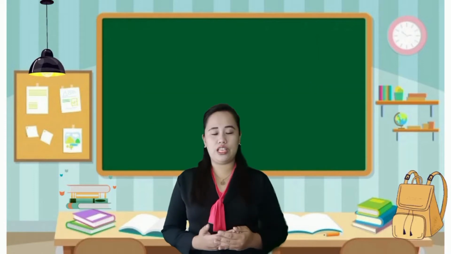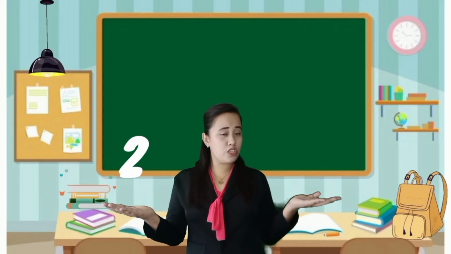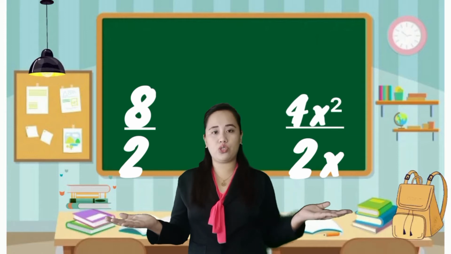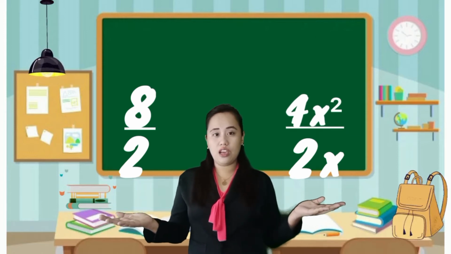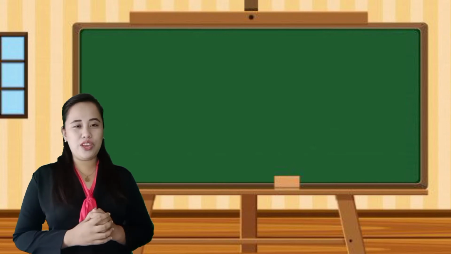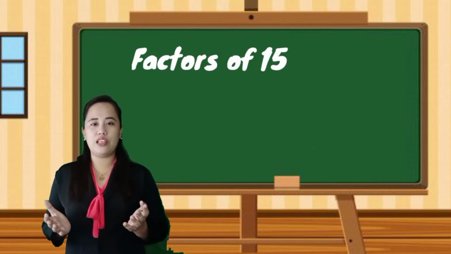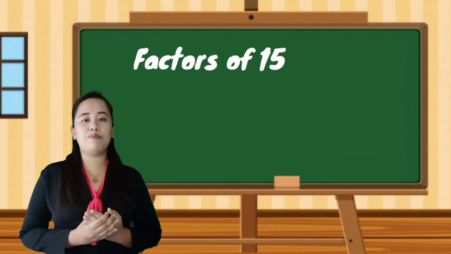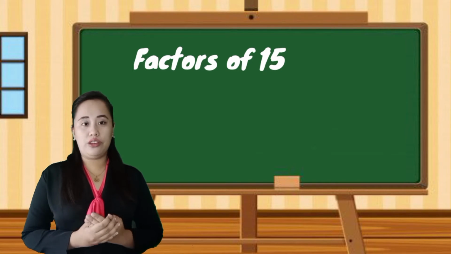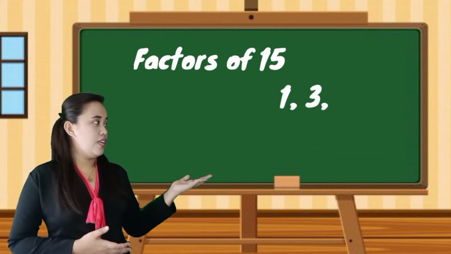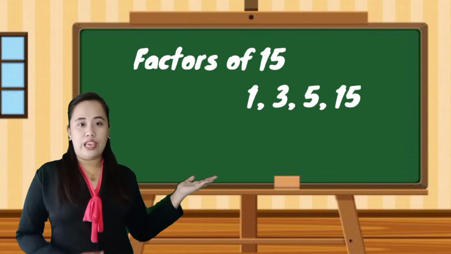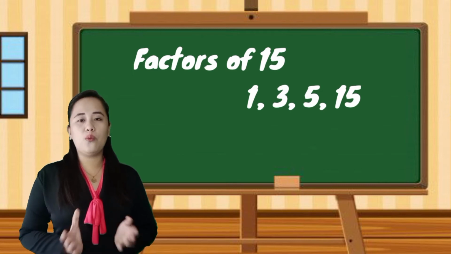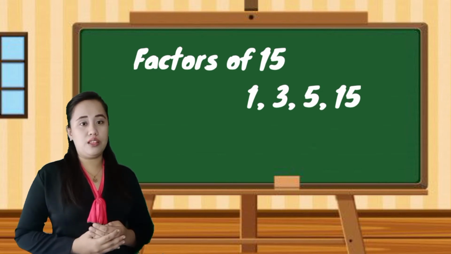A factor is a number or an algebraic expression that divides another number or algebraic expression evenly, without a remainder. For example, if we are asked to find the factors of 15, first think of a number that can divide 15 evenly. What are those? We have 1, 3, 5, and 15. So we can say that the factors of 15 are 1, 3, 5, and 15.